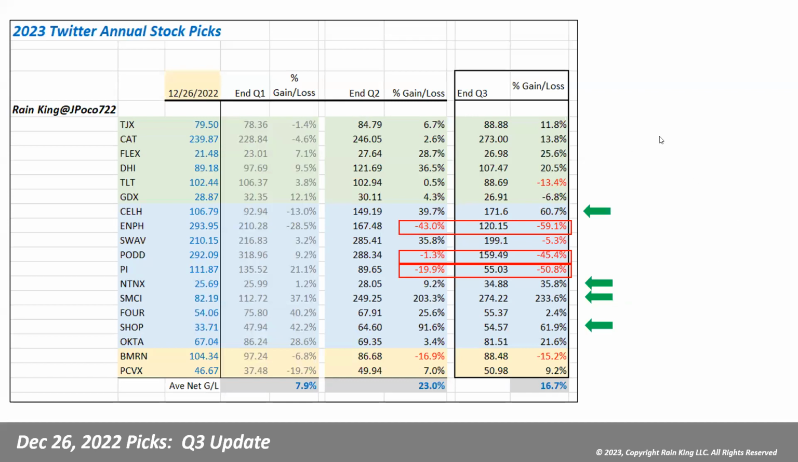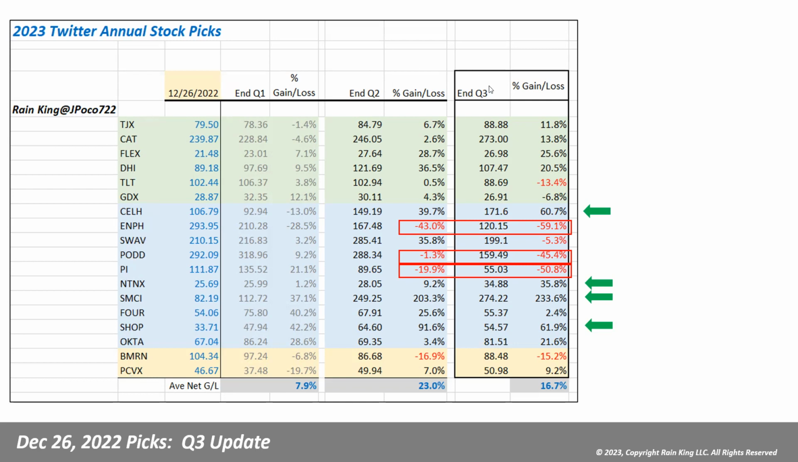Now, before I dive into that, back at the end of December of 2022, I made picks on December 26th. And I wanted to do an update because Q3 ended last Friday. So here's the current picks that I made back on December 26th. Now, don't forget, I'm locked into these picks for an entire 12 months. I can't change them. Here's where we were at Q1, the end of Q2, and here we are at the end of Q3.